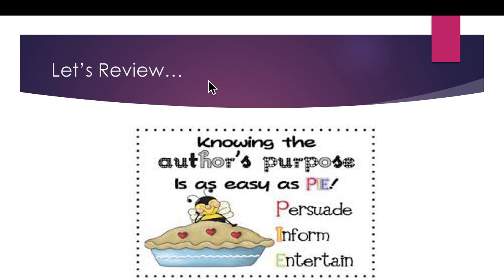When the author writes the story to persuade you, he's trying to convince you to do something or to stop doing something. The clue words are should, could, best. Now, when the author writes the story to inform you, he is giving you information or facts about something. Mostly it is a story from science or social studies.